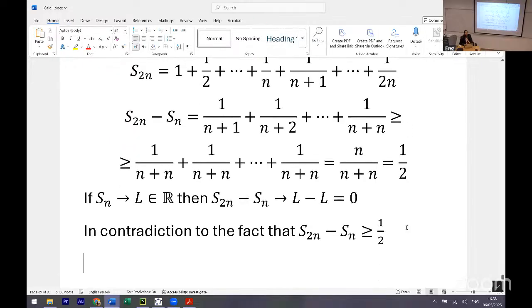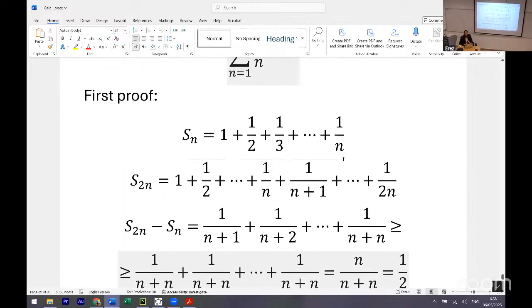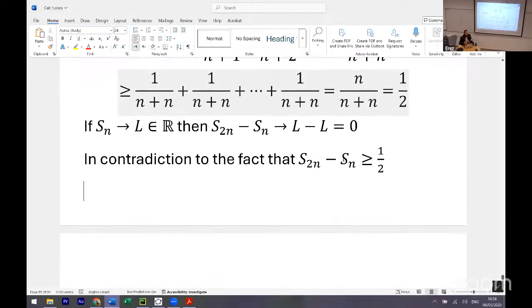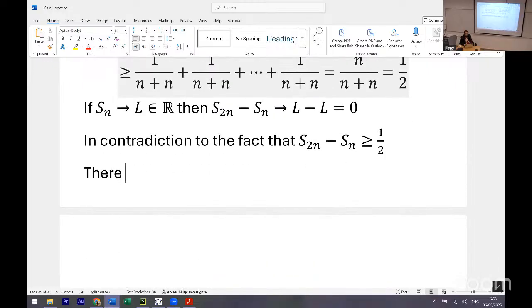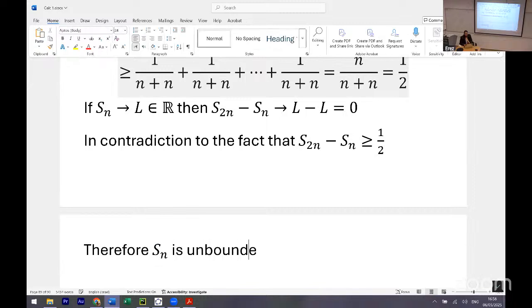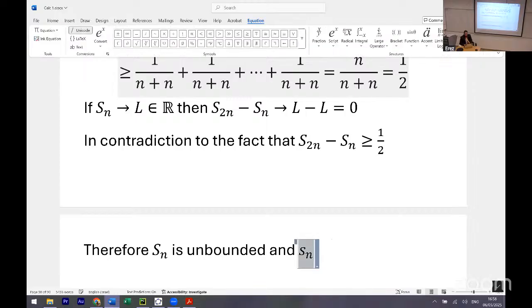So what is the case left? We said it's a positive series. So Sn either is bounded and its limit is a finite number, or it's unbounded. And therefore, Sn is unbounded and goes to infinity. Agreed?